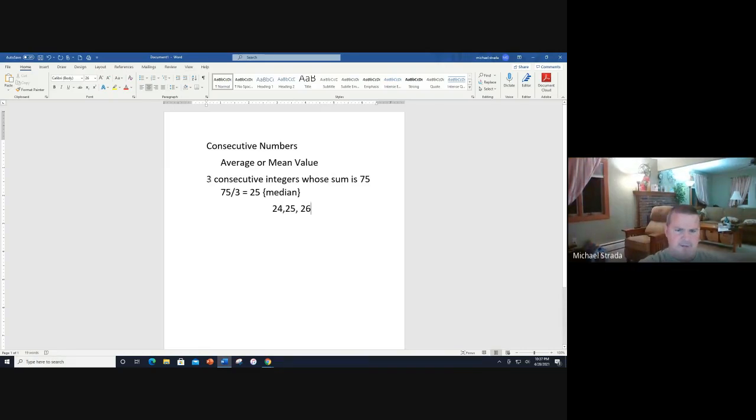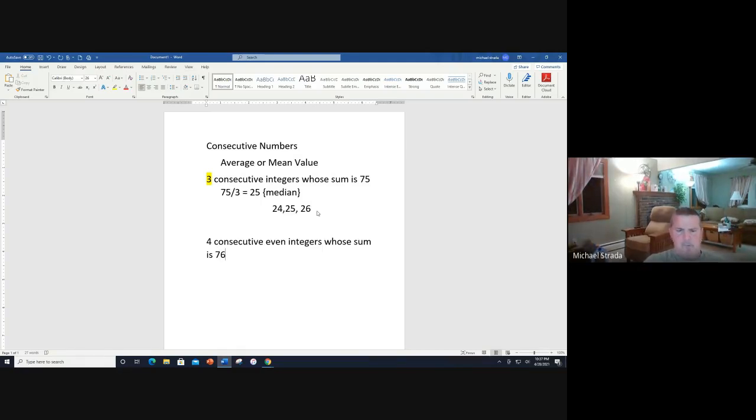So when the number of numbers is odd, you can find the average to be your middle number. Now, when it's even, it's a little different. Now we got 4 consecutive integers. 4 consecutive, let's say even integers, so we'll change it. Okay? Whose sum is 76. All right, so 4 consecutive even integers.